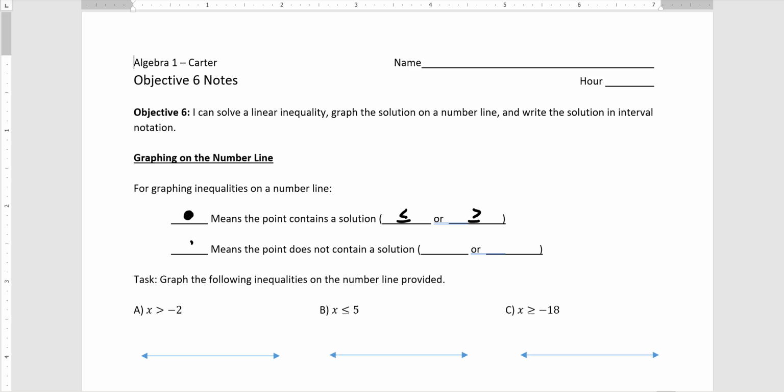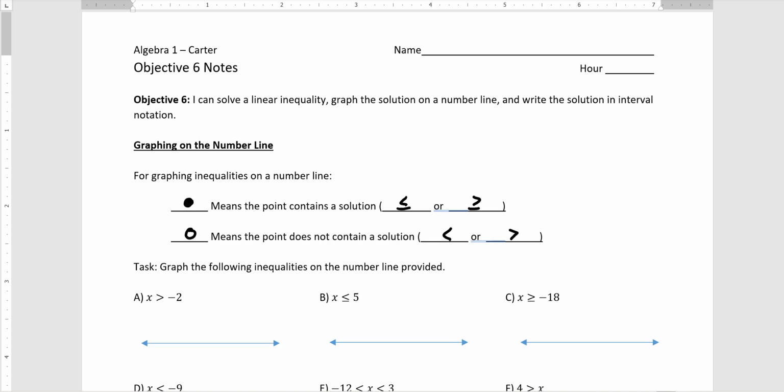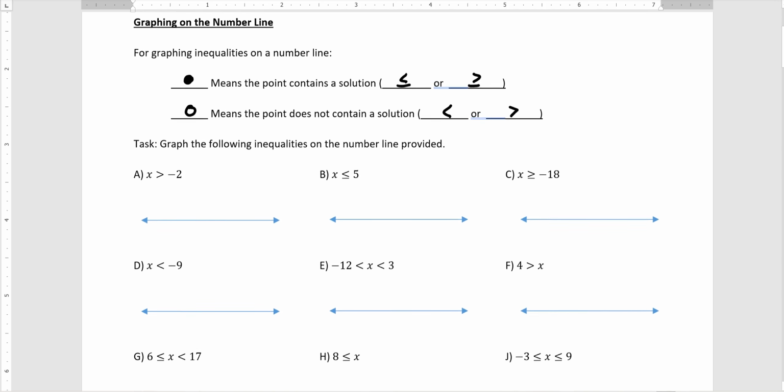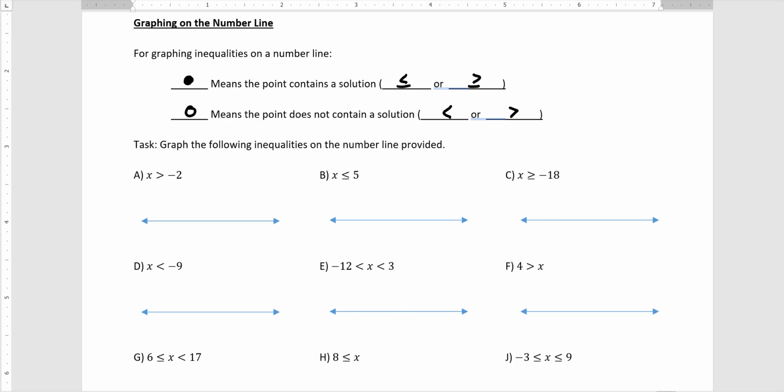Now, the other symbol we'll use is an open circle, which means that that point does not contain a solution to the inequality, which means it's strictly less than or strictly greater than. So, by looking at the inequality symbols, remember less than or equal to, greater than or equal to, less than, greater than, we'll be able to plot these values on a number line. So, our first task here is graph the following inequalities on the number line provided.